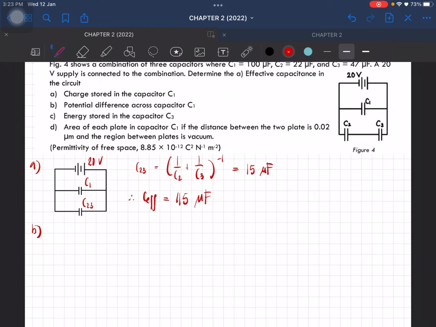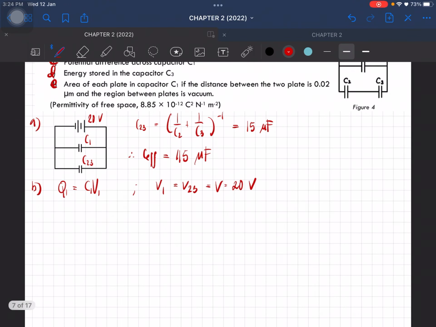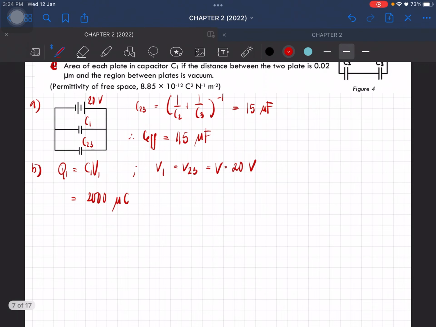Okay, right, so the charge stored in each capacitor, sorry, this should be B, C, D, E. The charge stored in the capacitor is basically Q equal to CV, kan. So we look at C1, Q1. For a parallel circuit, remember the voltage is equal to the supply voltage. So V1 is equal to V23 equal to V, which is equal to 20 volt. Alright, so you should get 2000 microcoulomb as the charge stored in the capacitor.